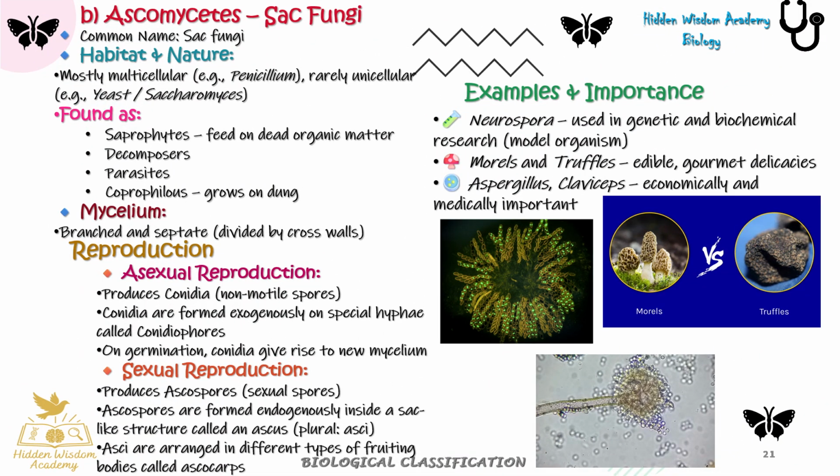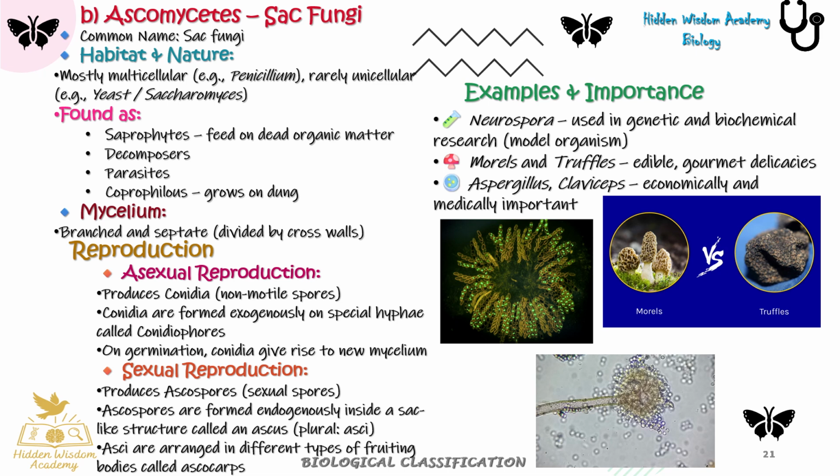B. Ascomycetes, also called sac fungi. Common name: sac fungi. Habitat and nature: they are mostly multicellular, for example Penicillium, rarely unicellular, for example yeast, Saccharomyces. Found as saprotrophs, which means they feed on dead organic matter. Decomposers, parasites, coprophilous, growing on dung. Mycelium: branched and septate, divided by cross walls.